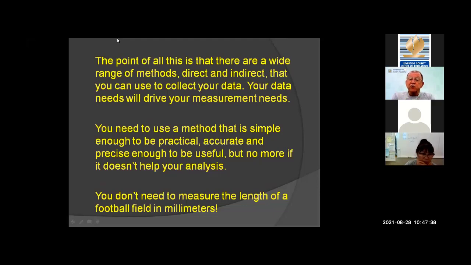Make sure that your measurement methods or the accounting methods are adequate for whatever kind of data that you need to collect. You need to use a method that's simple enough to be practical, and accurate and precise enough to be useful, but you don't need to make it more accurate than necessary. I mean, it looks good, but you don't need to measure the length of a football field in millimeters.